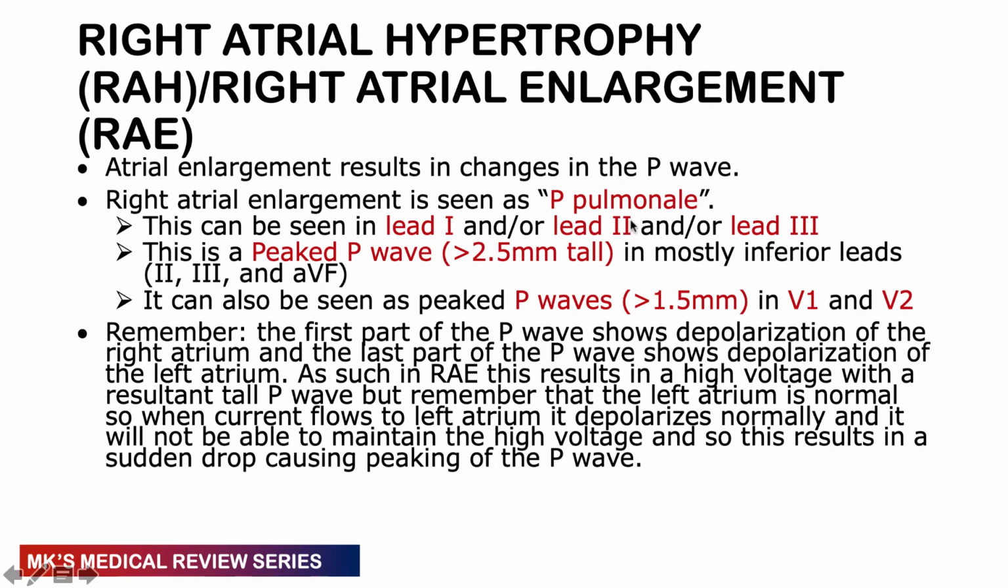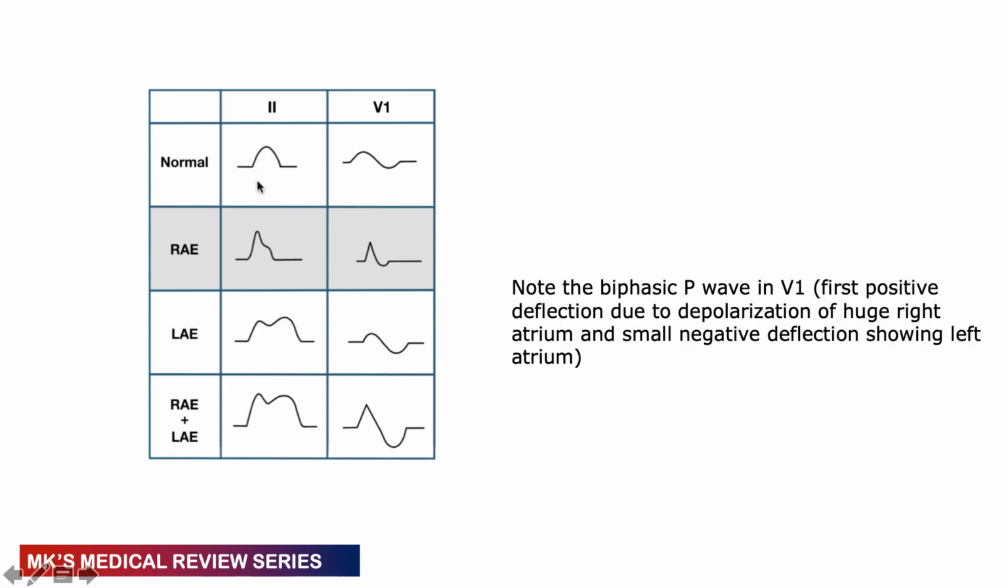Our peaked P waves. So this is what it normally looks like. Notice this is in lead 2, this is in lead V1. We have a normal positive deflection. This is a normal P wave. And this is in lead AVF, which is a biphasic P wave. So we have this first part here, which is indicating right atrial depolarization. You have this second part here, which is representing left atrial depolarization. Now what happens in right atrial enlargement? You're going to have, of course, this very tall P wave.